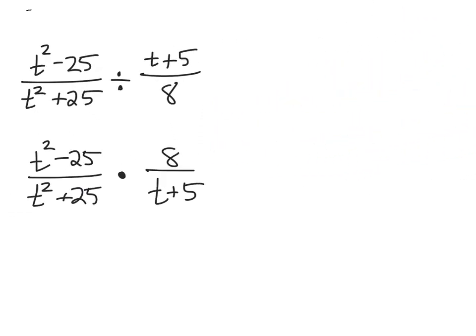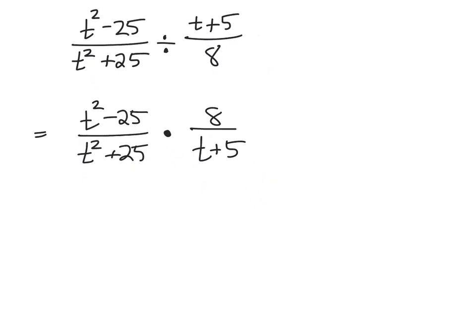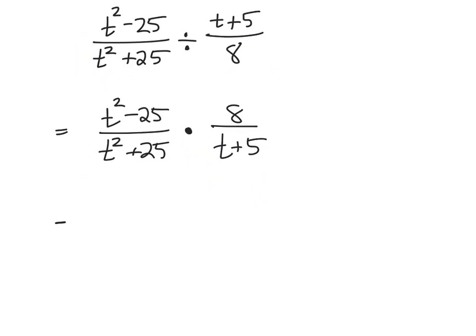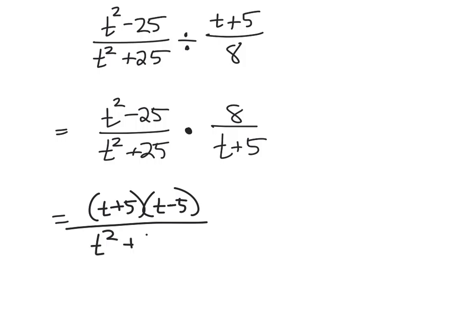So we're going to go back over here, and I'm going to rewrite this first expression as t plus 5 times t minus 5 over. Now, believe it or not, t squared plus 25 cannot be factored. It's got to stay the same. And then 8, well, technically 8 could have been rewritten as 2 times 2 times 2, but nothing's going to cancel, so it doesn't matter. And then we have t plus 5.